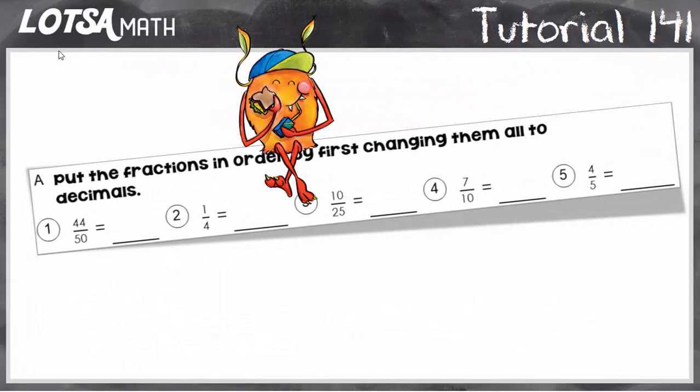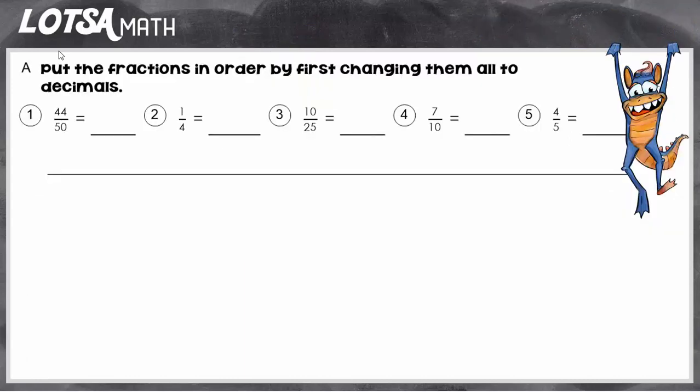For these questions, we're going to put the fractions in order by first changing them all to decimals. So let's do some examples together. On number 1, we need to change 44/50ths to decimals. Well, the only denominator that a decimal can have is tenths or 100ths. So we need to change 50ths into 100ths.